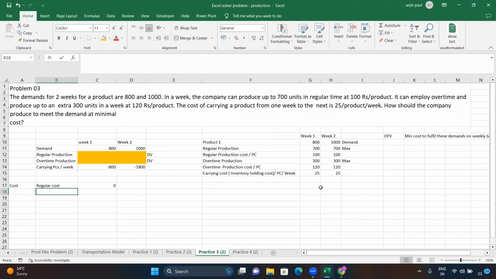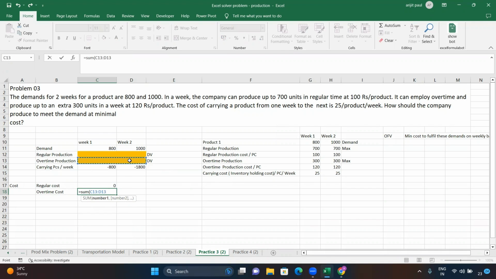Okay. There is one another cost, overtime cost. So again, the logic remains the same. The quantities which we are going to produce for week 1 and week 2, that means these cells, multiply with the overtime production cost per piece, which is 120 rupees.